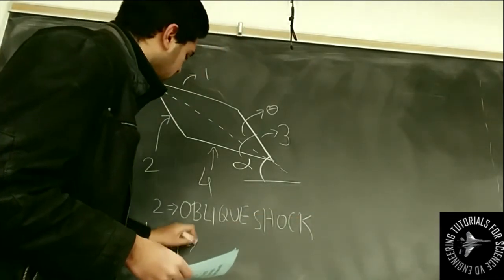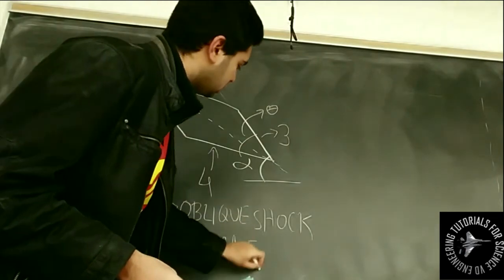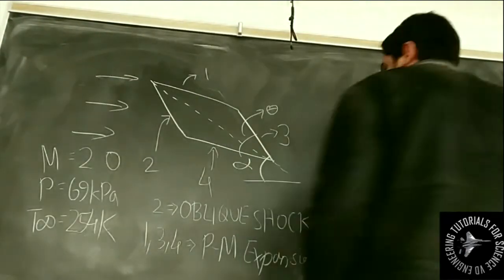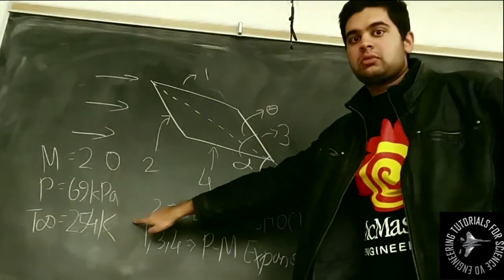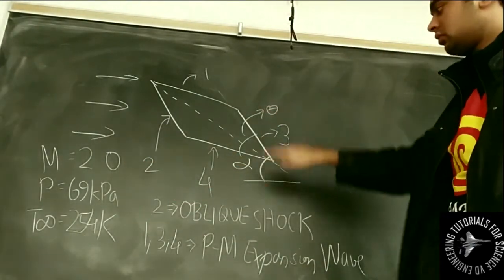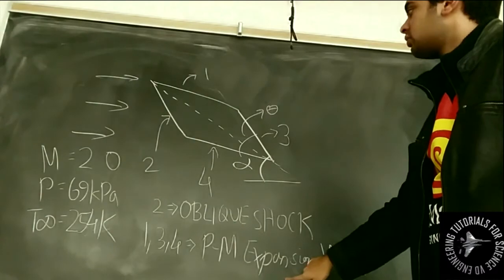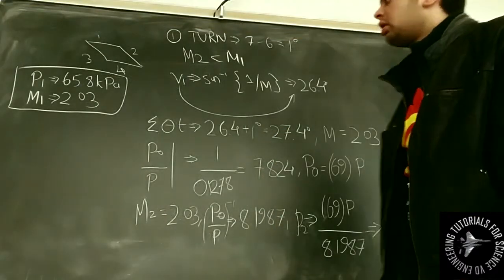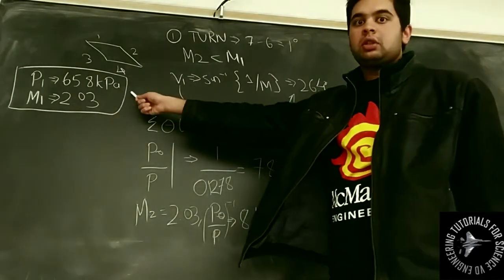We have an oblique shock on face 2, and then we have expansion waves everywhere else because the flow is turning a convex corner. You can see my problem on the blackboard as shown over here. So from that we can then move on to our face 1.